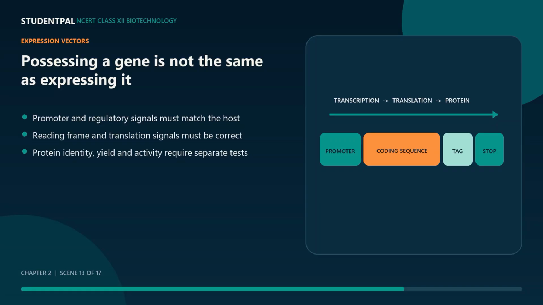Use an evidence ladder. DNA analysis confirms the construct. RNA analysis tests transcription. Protein detection tests production and approximate size. Purification data assess recovery, and an activity assay tests function. For a full credit answer, label the expression cassette in order and connect each element to the molecular event it controls.